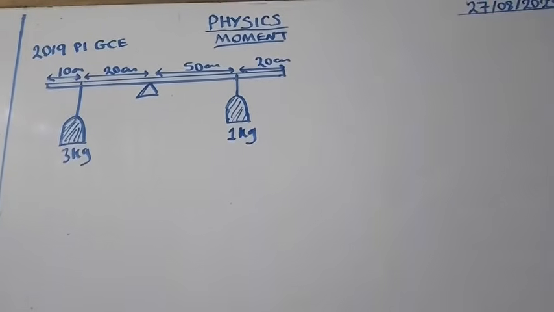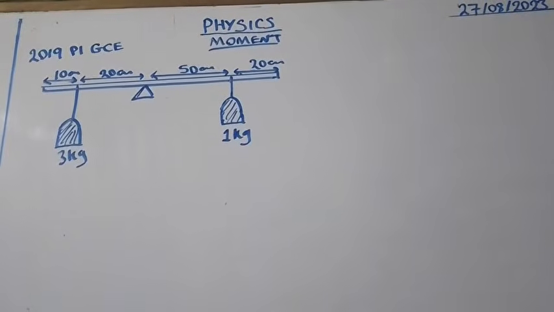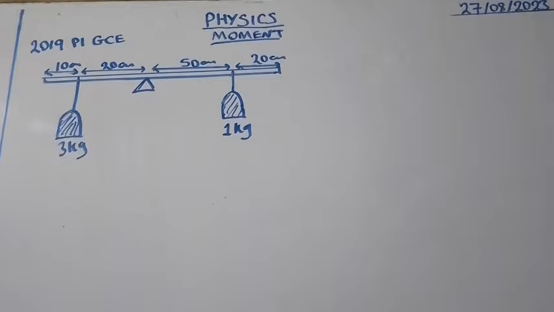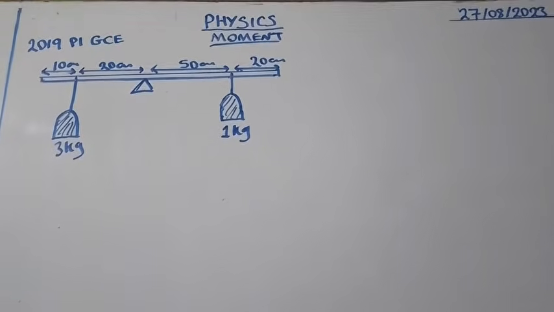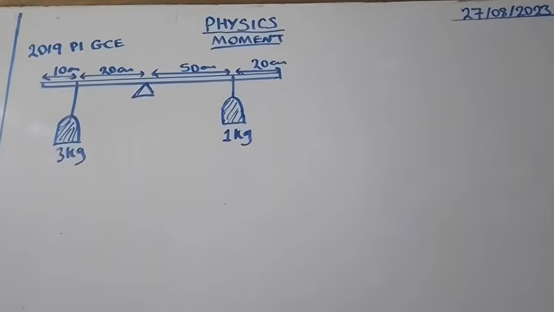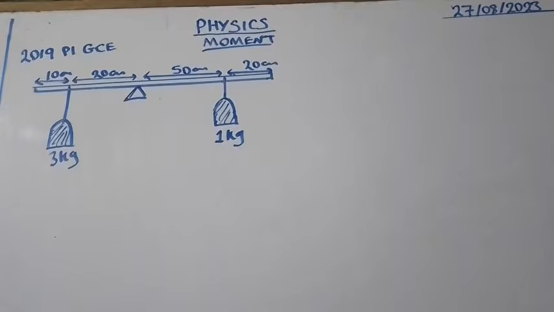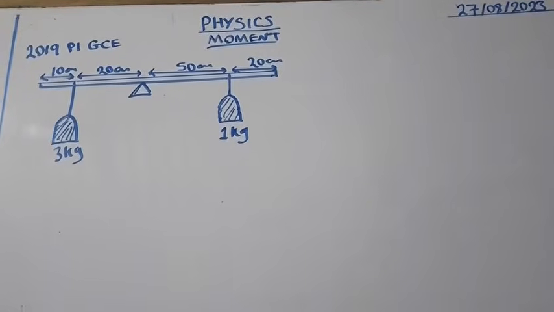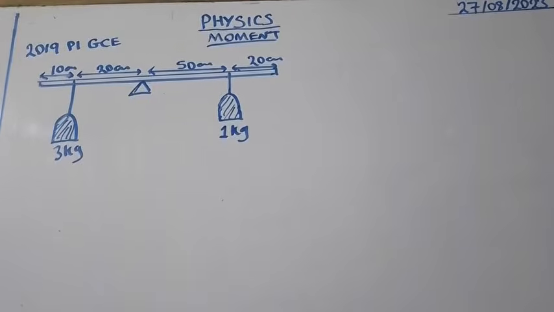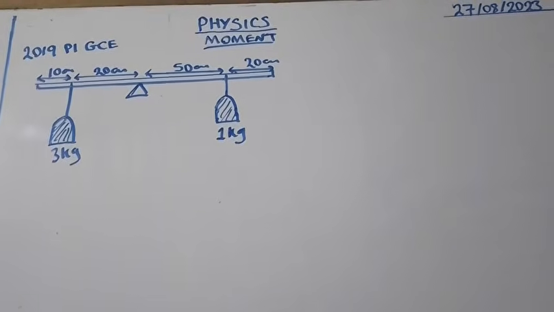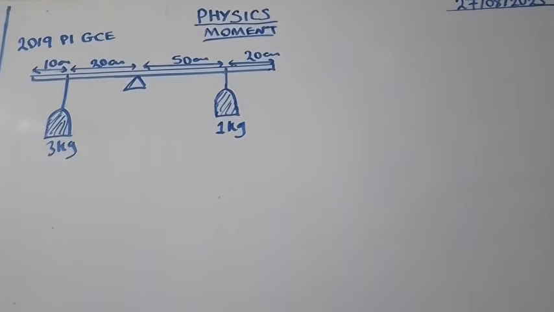We are going to revise the question on moments which came in 2019 paper 1 GCE. The question goes as follows. The diagram below shows a uniform plank of length 100 centimeters kept in equilibrium by a 3 kg and 1 kg mass placed 10 centimeters and 20 centimeters from each end, respectively.